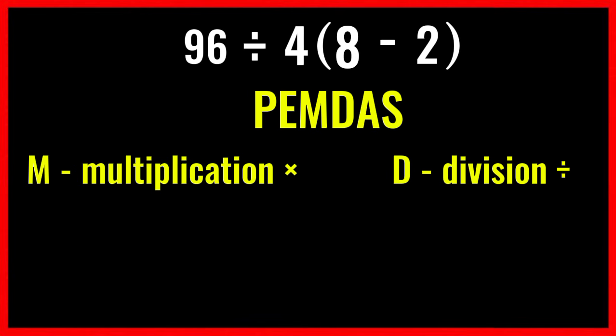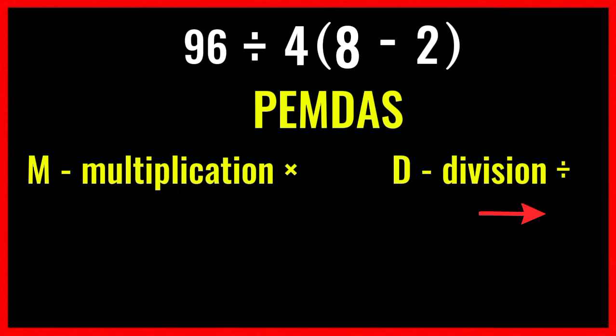Next come M and D. They stand for multiplication and division. This is where many people make mistakes. Multiplication is not always done before division. Division is not always done before multiplication. They have equal priority. So what do we do? We solve whichever one comes first as we move from left to right.